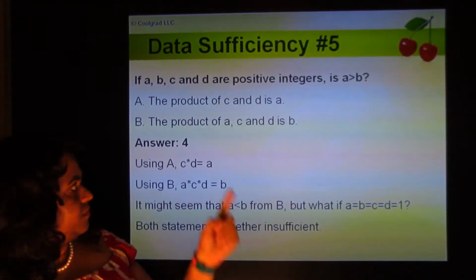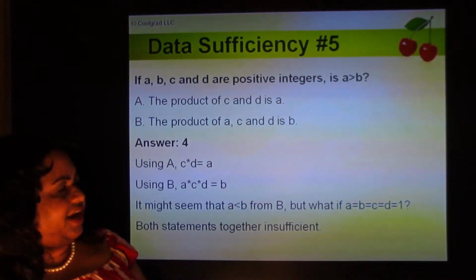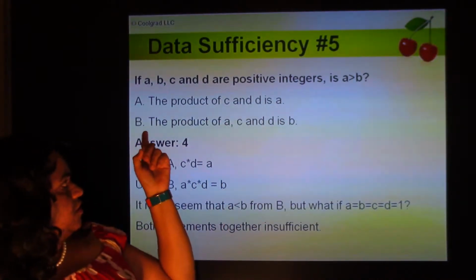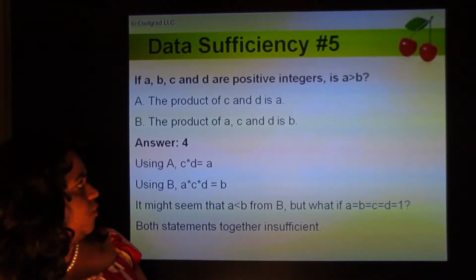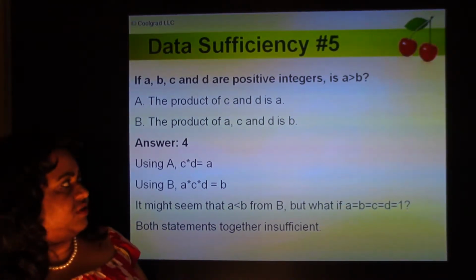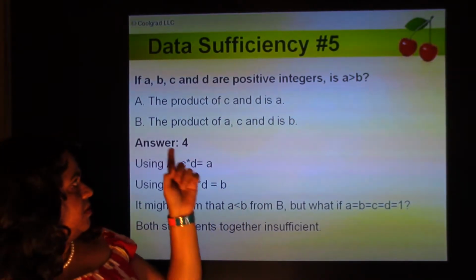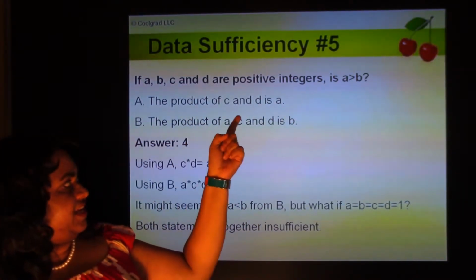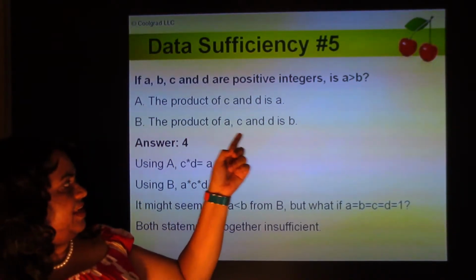Question number 5. If A, B, C and D are positive integers, is A greater than B? Statement A: the product of C and D is A. So A, B, C and D are positive integers, okay? And we have to find out if A is greater than B. Statement A, the product of C and D is A. Statement B, the product of A, C and D is B.